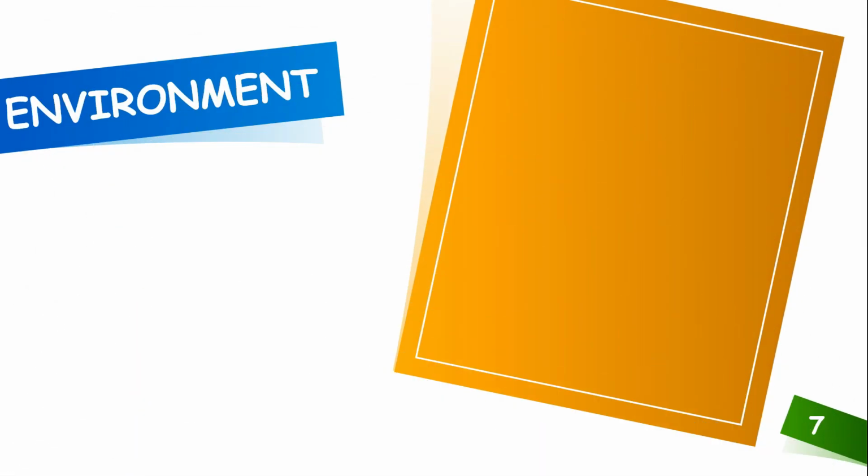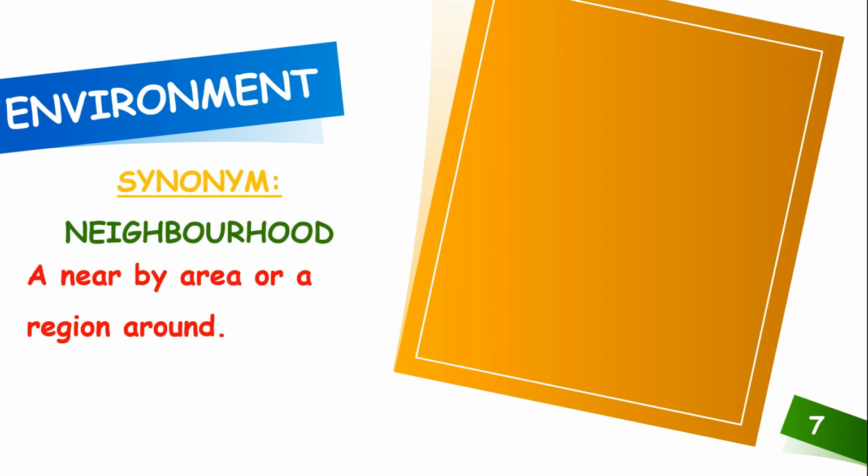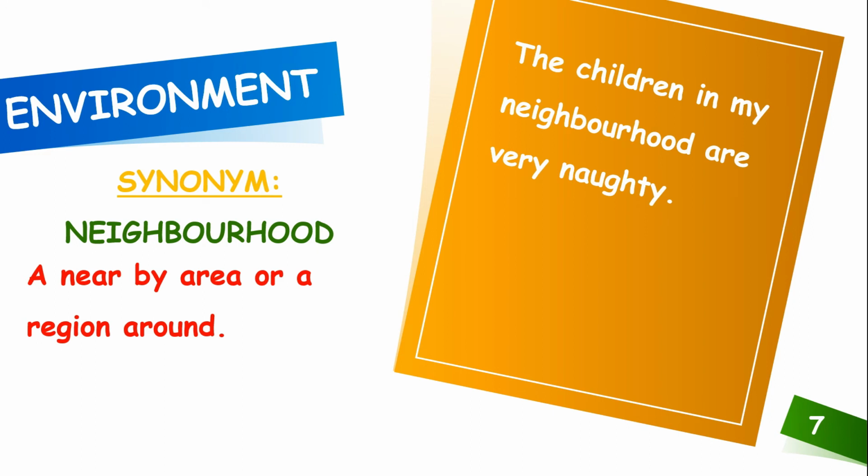The seventh synonym of the word environment is neighborhood. Neighborhood is described as a nearby area or a region around. A locality, often with reference to its character or inhabitants, is also considered to be a neighborhood. Now, let us see how to use this word in a sentence where it means environment. The sentence goes like this. The children in my neighborhood are very naughty. In this sentence, I'm commenting about the children who are living in the same environment where I am living.